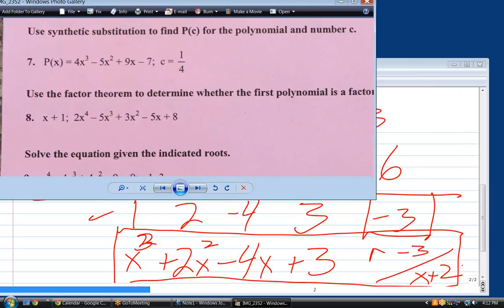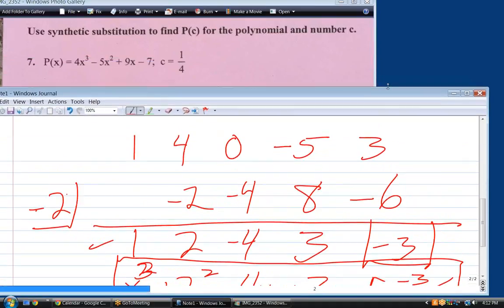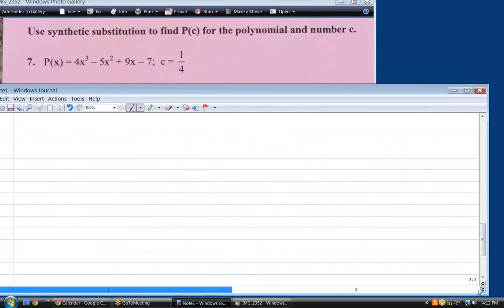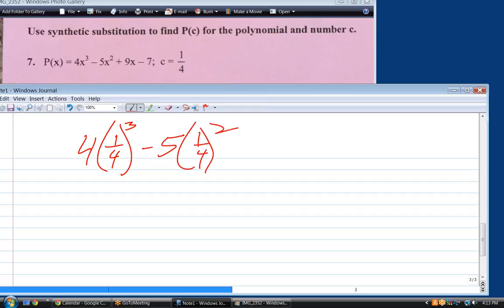Number 7. So they want us to find p of 1/4. How would we normally do it? I would just substitute it in parentheses, and I would figure out what it is. But they want us to use synthetic substitution here, so let's do that.